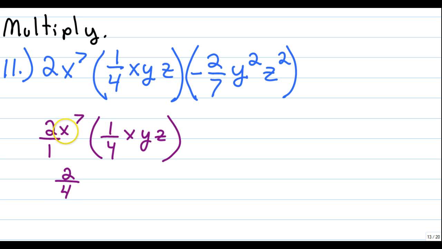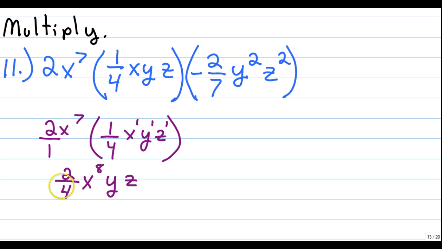Now I want to take care of my variables. I have an x to the 7th power times an x. When multiplying variables, you simply sum together their exponents. So this has an exponent of 7, and this has an exponent of 1, even though we don't see it. Each of these have an exponent of 1. So this becomes x to the 8th power yz.